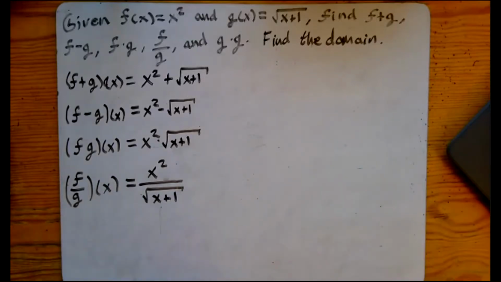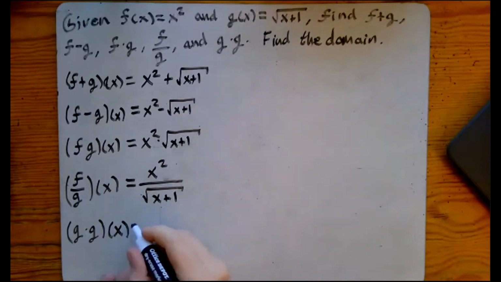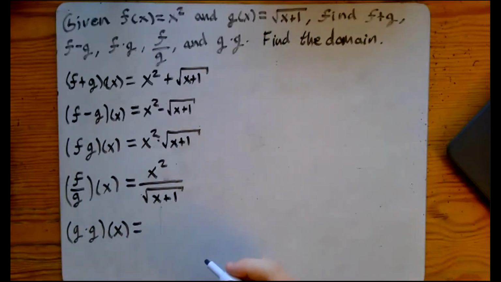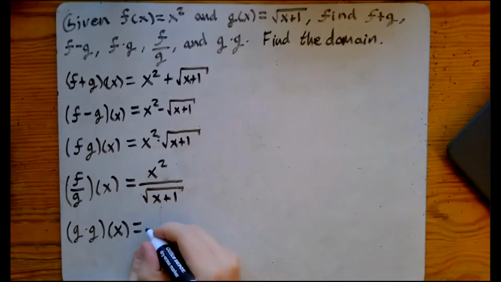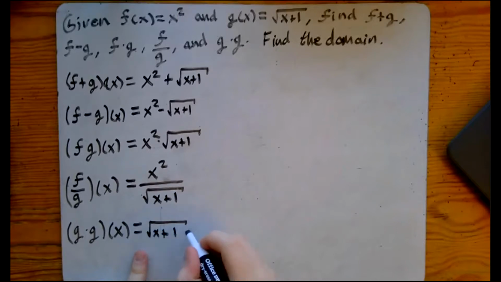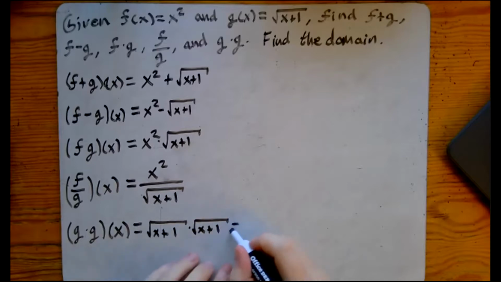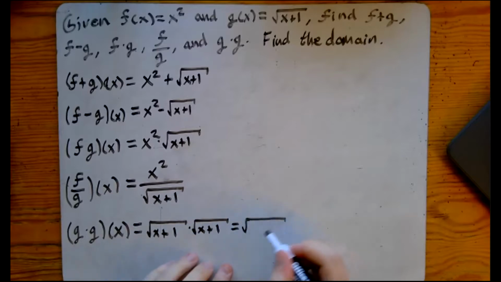All right, so finally, G times G. Well, G is one we can do something a little bit more interesting with. So this is square root of x plus 1 times itself, times square root of x plus 1. But anything times itself is that thing squared. So we can simplify this a little bit.